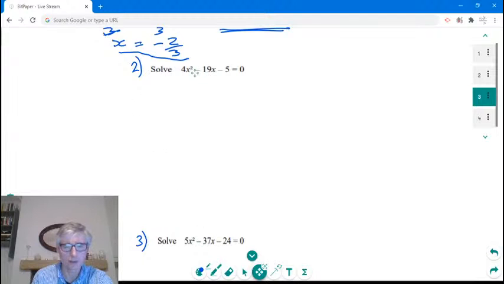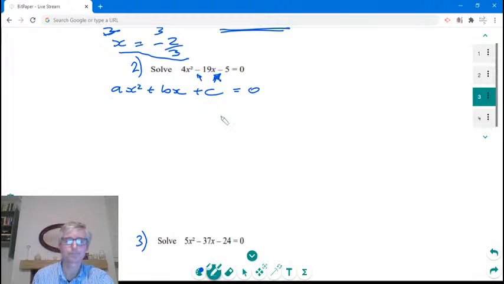So we can see the reason I'm saying it's harder is because we've got negative signs, and that's always going to make it a bit more tricky. So we're going to do the same thing. We're going to consider it in the form ax squared plus bx plus c equals 0. And I'm going to write down what a, b and c are. So a is equal to 4, b is equal to minus 19, and c is equal to minus 5.